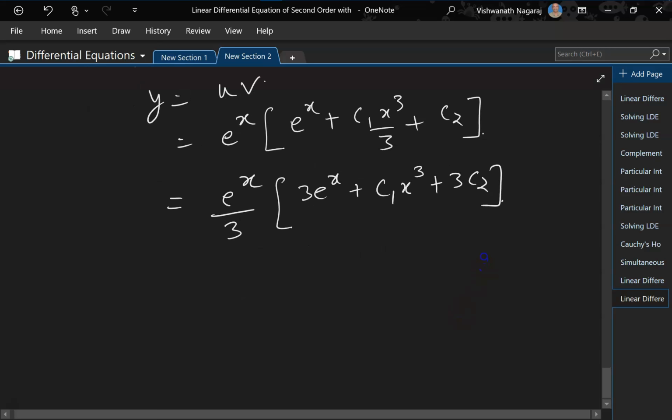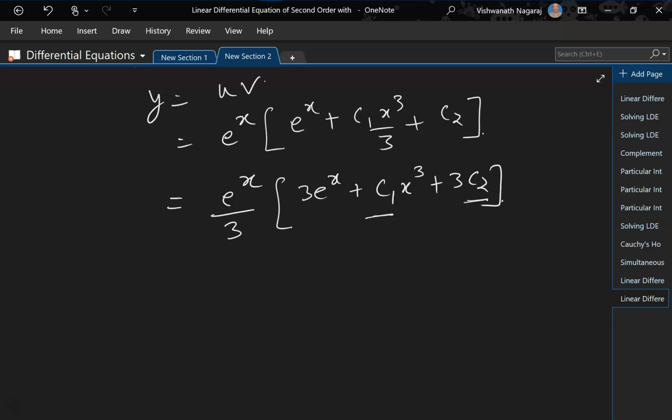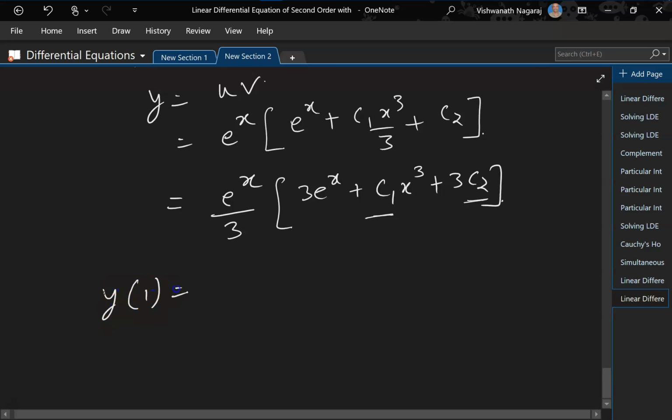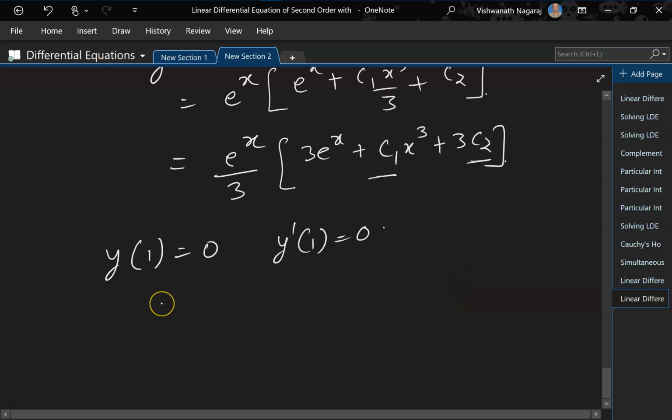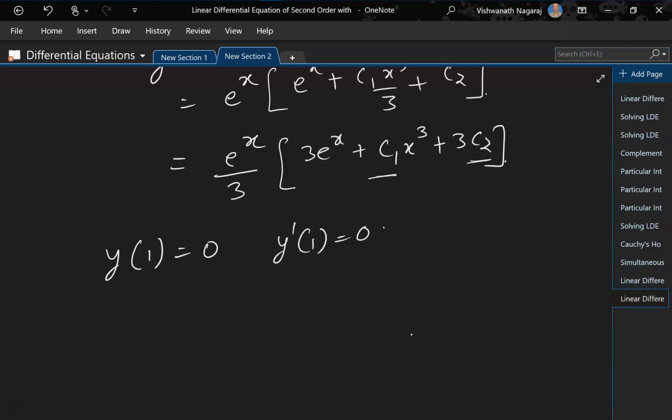Now, sometimes what will happen is we have to figure out C1 and C2 as well. To be able to figure that out, some additional information has to be given. If it is provided to us, for example, let's say it is given that y of 1 is equal to 0 and y prime of 1 is equal to 0. Since this information is given, we have to come up with the equations. We will end up with simultaneous linear equations in C1 and C2, and that we have to solve.